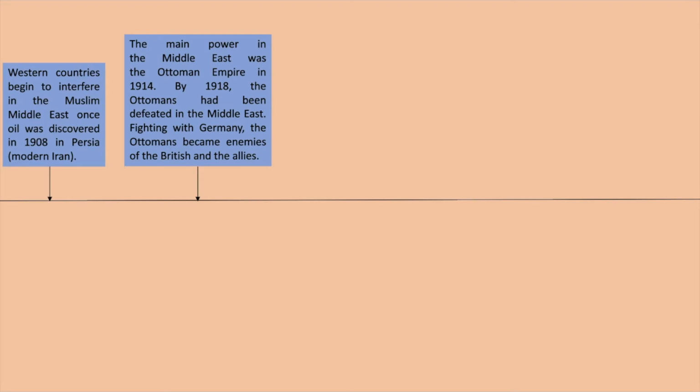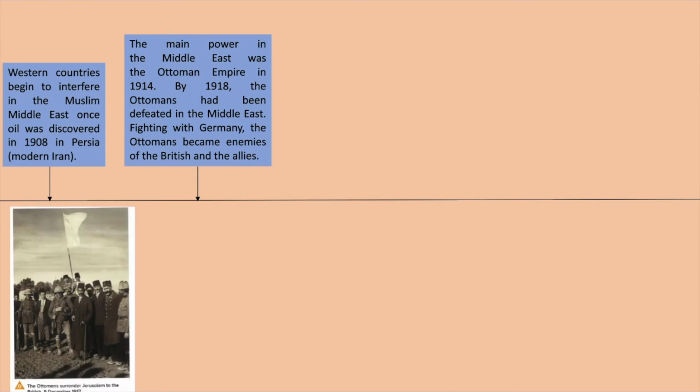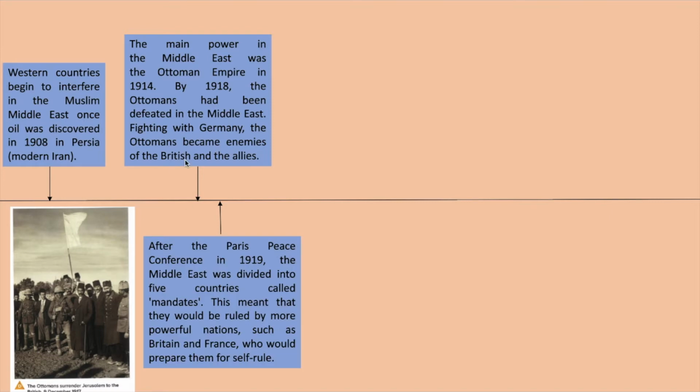Now, the main power in the Middle East was the Ottoman Empire in 1914, but after World War I, by 1918, they had been defeated. They had been fighting with the Germans, so they therefore became enemies of the British and their allies, America and the French. Because they had lost, their fate was to be decided by the victors, Britain, France and America.